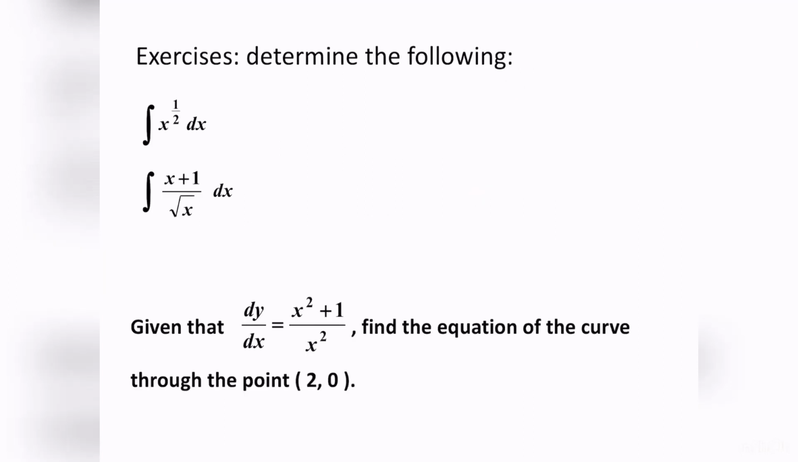Okay, determine the following. We have x to the power 1/2 dx. To solve this, we would say it's x to the power half plus 1, which is x to the power 3 over 2, divided by the new power, which is 3 over 2, plus c. And when we divide by a fraction, we can flip it over. So this is going to be 2 over 3 x to the power 3 over 2 plus c.